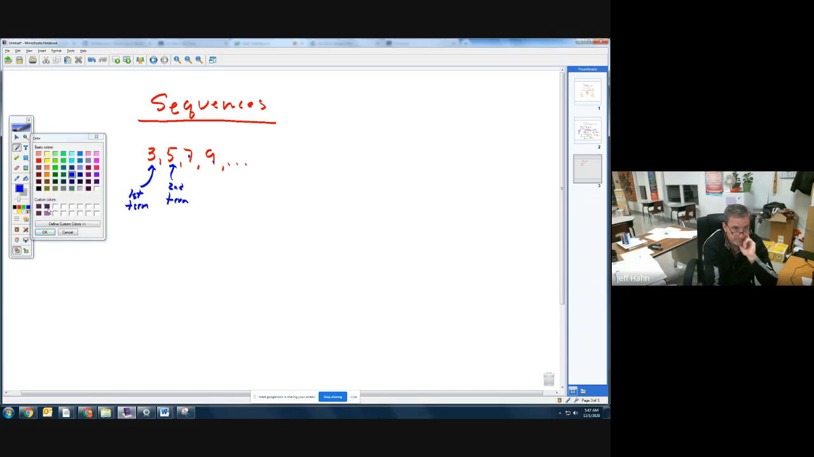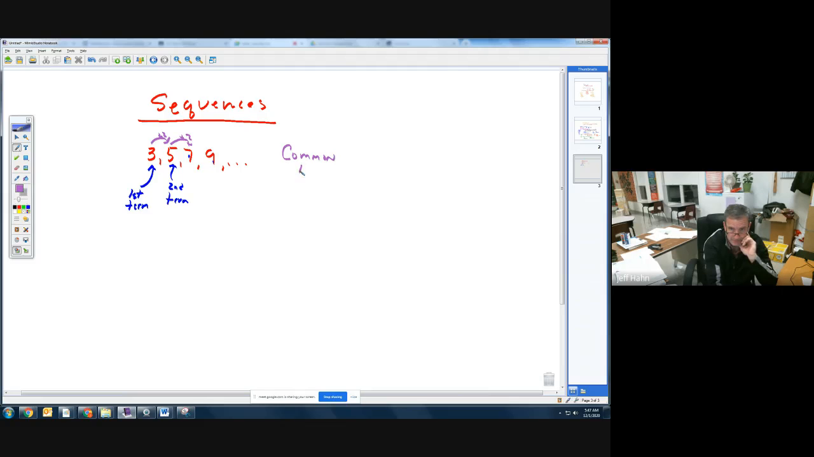And then if you look at how you go from one term to another, for example here, each time we're just adding 2. That adding 2 is what we call the common difference. So the common difference in this case is 2, because that's the difference in the terms, and you could get it easily by subtracting. Probably that's why it's called common difference.